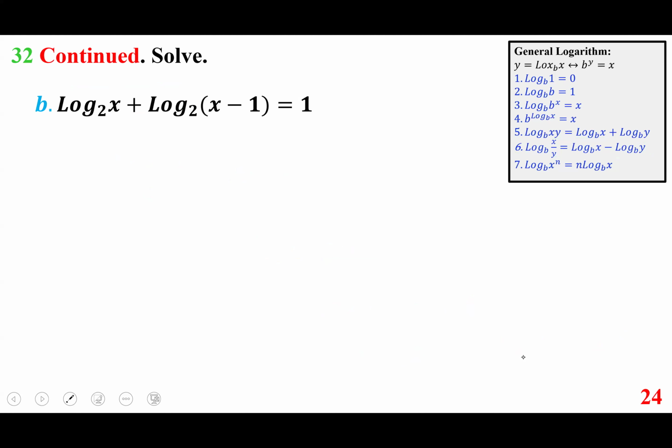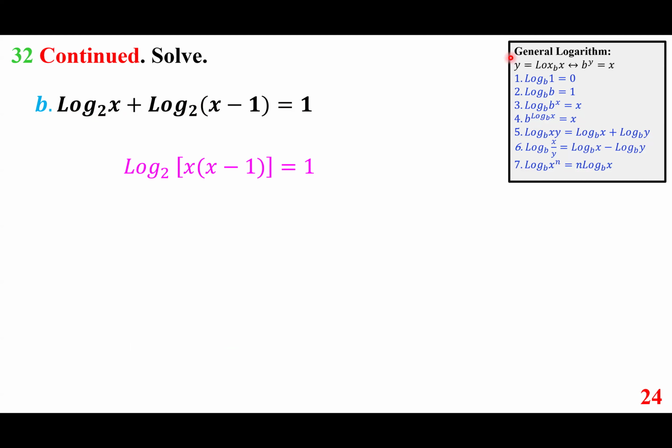What happens when you have a bunch of logs and numbers? Then every piece of log should come to the same side. Let's say there was another log here, we would move it to the left. And there was another number here, we would put it to the right. So separate the numbers from the logs. We don't have to do it here, it's already done. Logs are one side, number on the other. So we combine the logs, in this case using number 5, the product rule, into a single log, log base 2 of x times x minus 1.